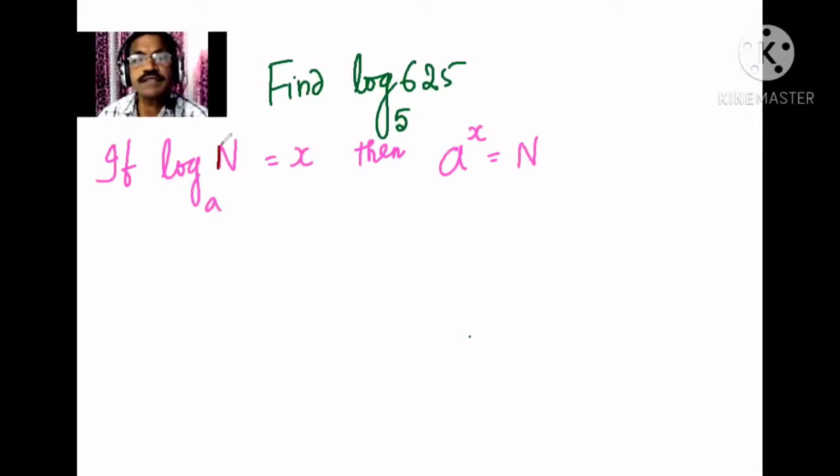Here n is the number and a is the base of the logarithm. Then we will get the exponent as x. So this can be written as a to the power of x is equal to n. Here x is the exponent, a is the base, and we will get the number n.